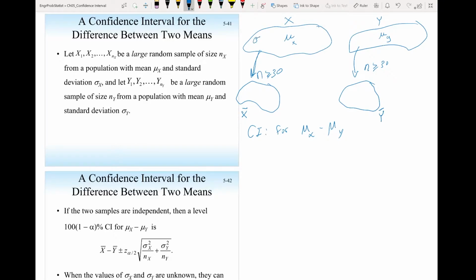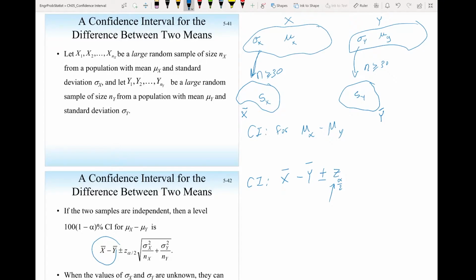If I know sigma x, then I will use it in the confidence interval. Same thing here, if I know sigma y, then I will use it. If I don't know them, then I will use the sample standard deviations Sx and Sy. Now the confidence interval between the mean of population X and the mean of population Y will be the difference x bar minus y bar plus minus z alpha over 2, and z alpha over 2 will depend on the confidence level we use to find the confidence interval.